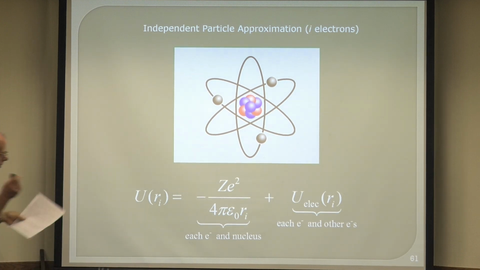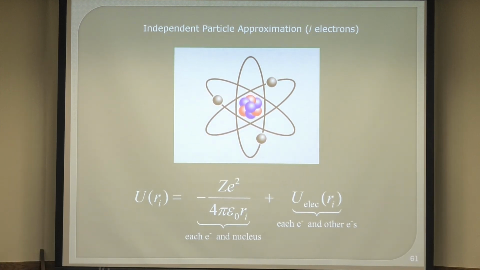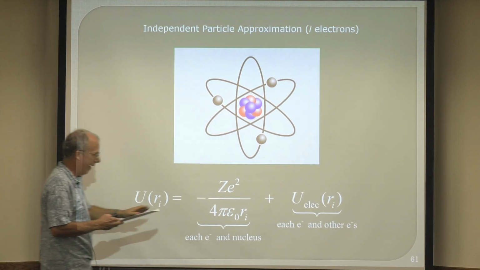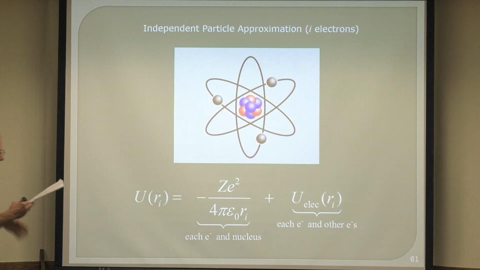Okay? So now there's 2 pieces to it. Oh, gee, what are you going to do? And we're just going to say that this is some kind of average. It's just the average potential energy due to all of the other electrons. If there are 3 electrons or 4 electrons, whatever. So it's just kind of average.